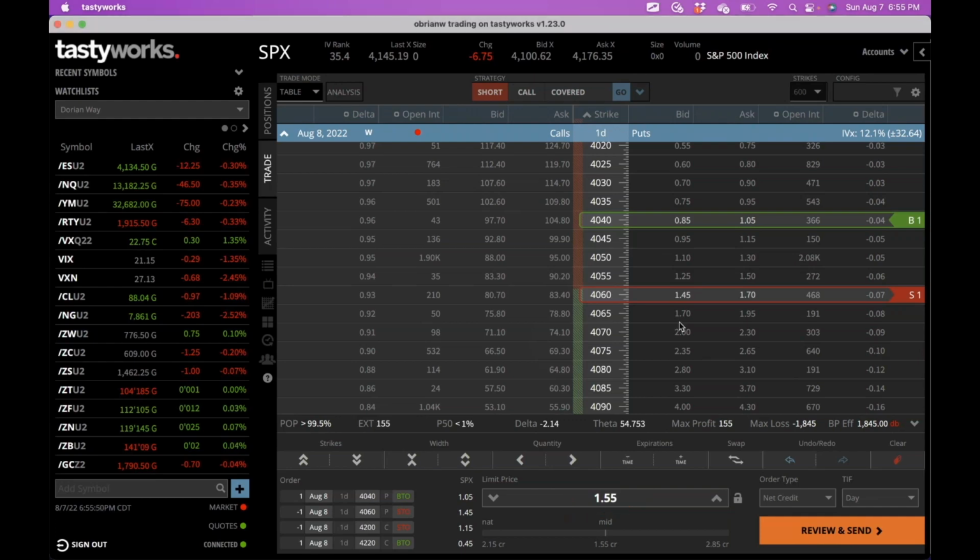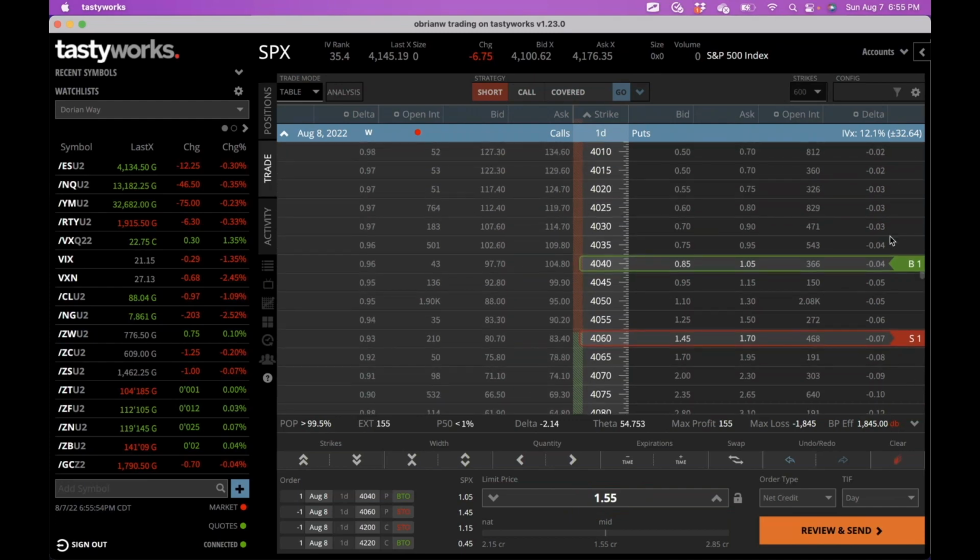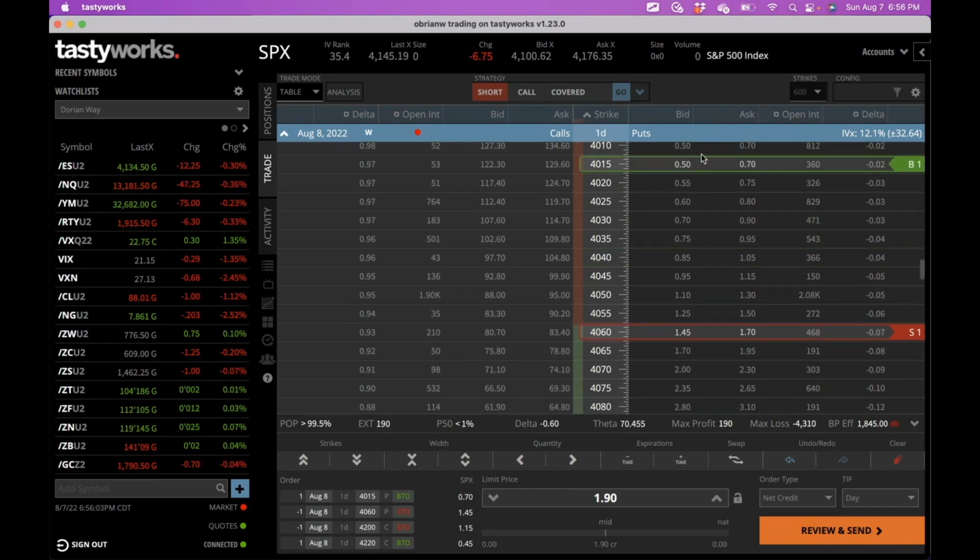All right, so at the Dorian Way, we usually will do something like setting it up for 50 points wide, because we want to collect at least $100 on each side. So for example, if we would do something like this.